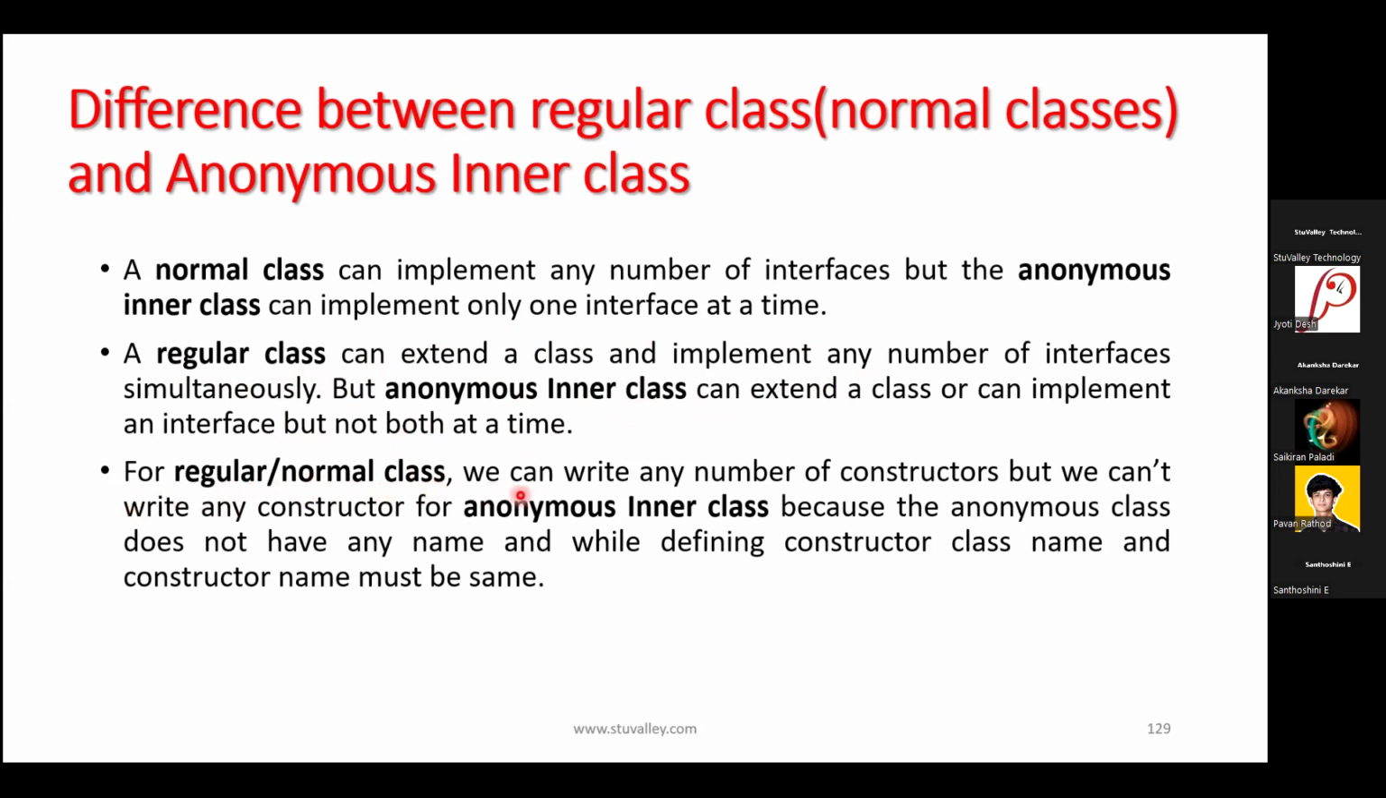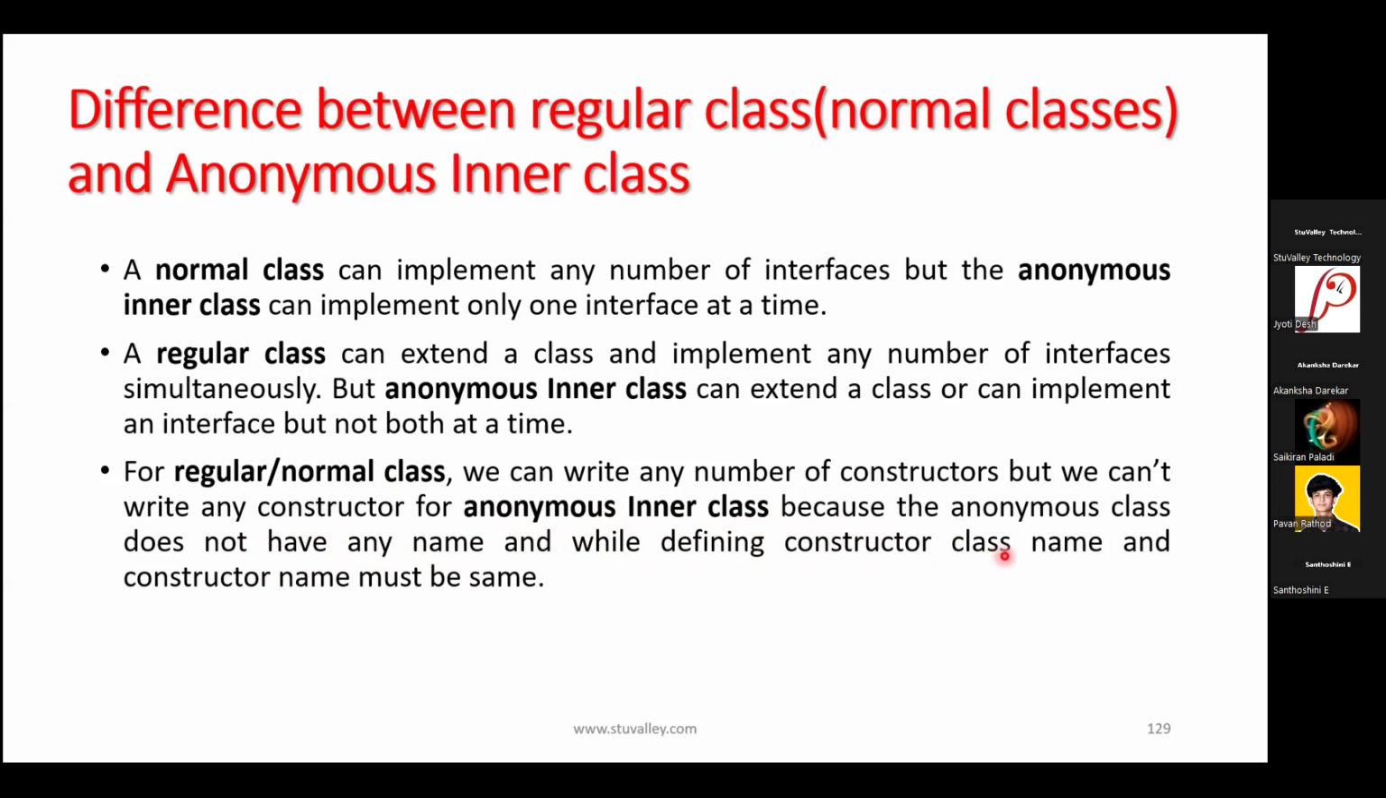Okay. For a regular or normal class, we can write any number of constructors, but we can't write any constructor for an anonymous inner class. We never write a constructor. Why we never write a constructor? Because we don't know the name the compiler is going to give to that particular anonymous inner class, right? Because the anonymous inner class's name we are not defining. Who is defining? Compiler is defining the name, right? So we don't know the name of that particular class defined by the compiler. That's why anonymous inner classes never have a constructor.